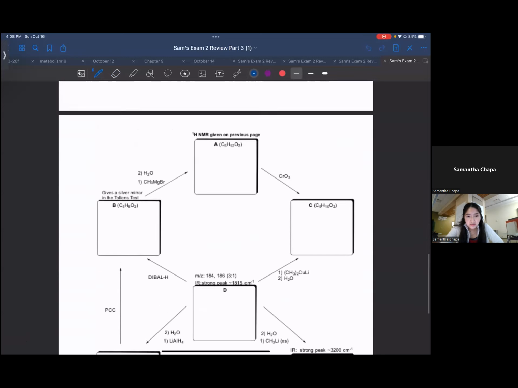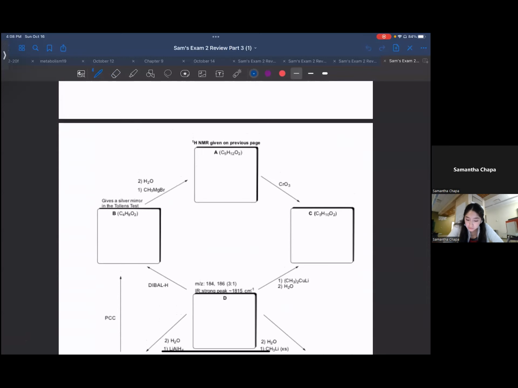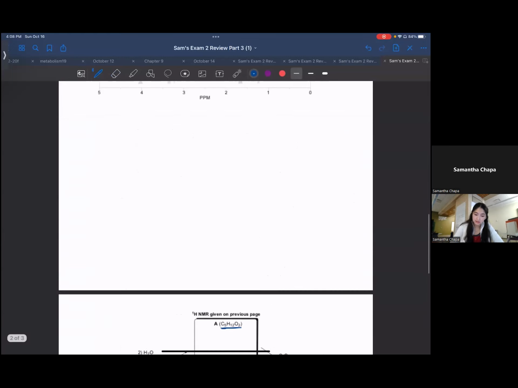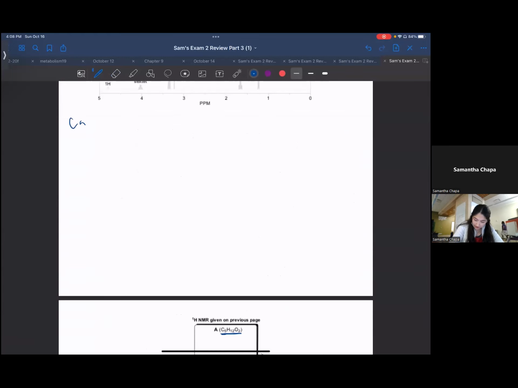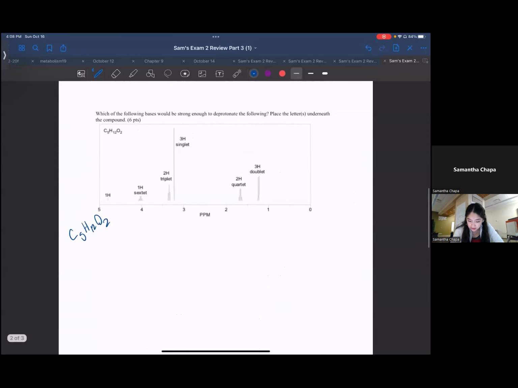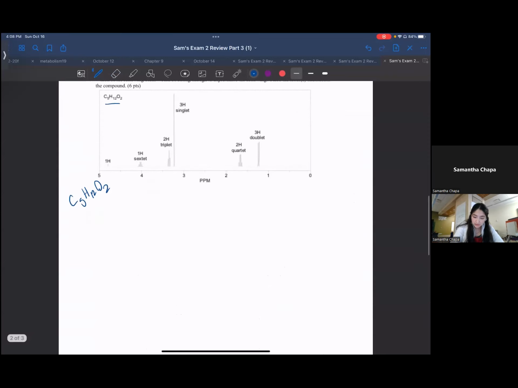So it gives you the NMR, and then I'm giving you a roadmap. The first thing I like to do with the roadmap is see the formula. I think that helps a lot. So, C5H12O2. I chose that one because it says HNMR is given on the previous page. So that's the formula for this. Oh wow, it's given up there. Sorry about that.